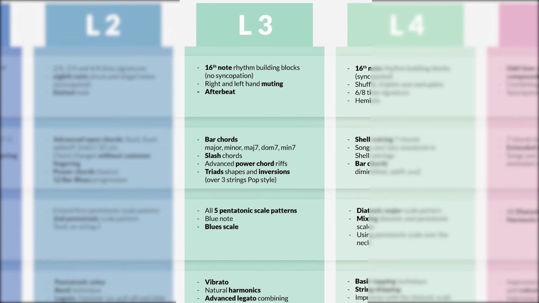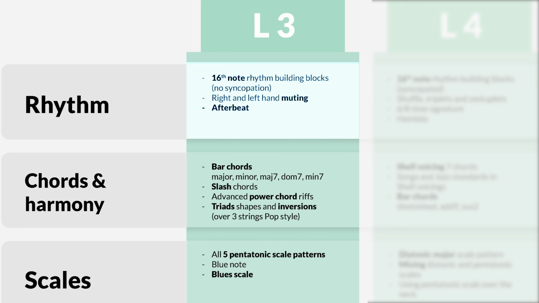Now for rhythm, you start with different 16th note rhythm figures in strumming and single note riffs without syncopation. And you develop techniques with the right hand and the left hand muting for funkier rhythm guitar, and you'll learn all about the afterbeat. A difficult discipline is learning bar chords, and that will take some time to get right.